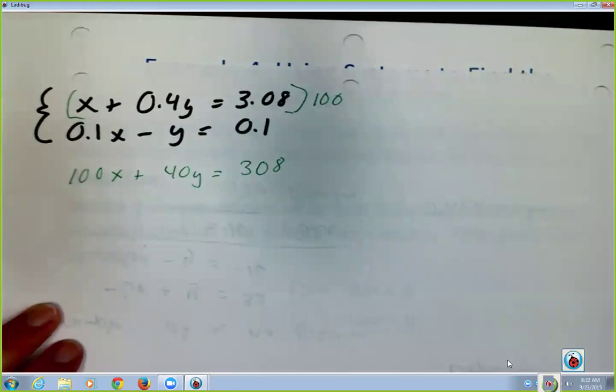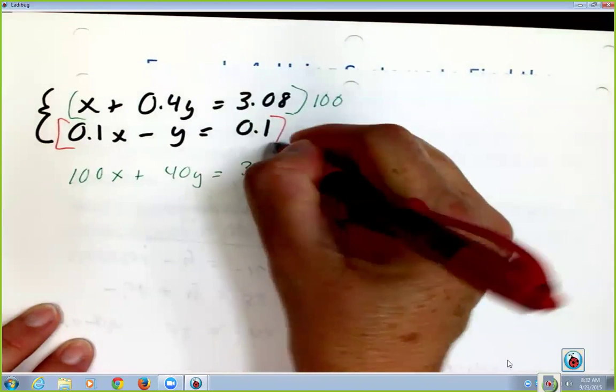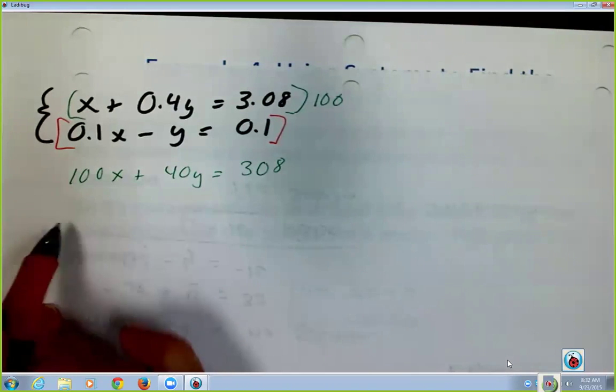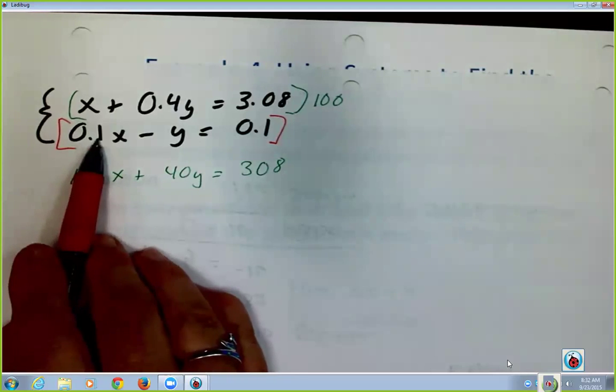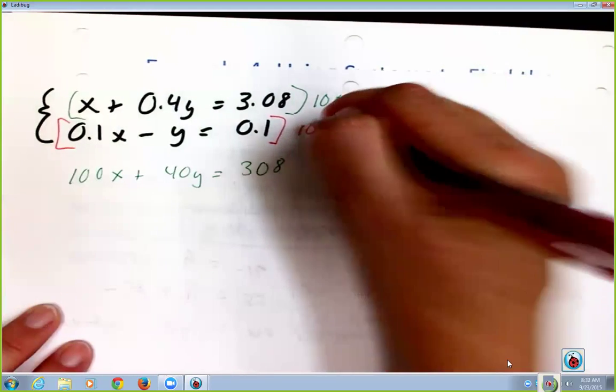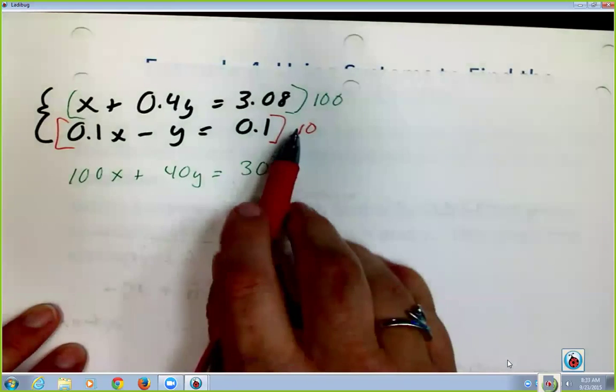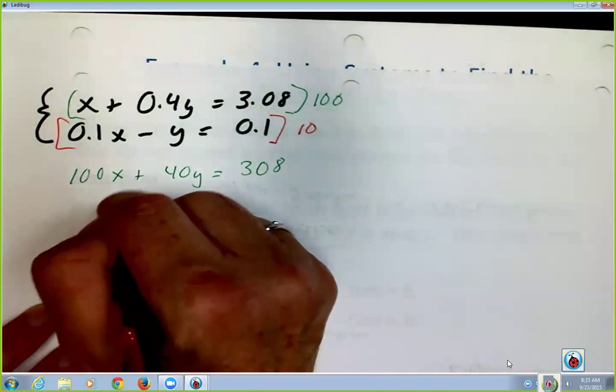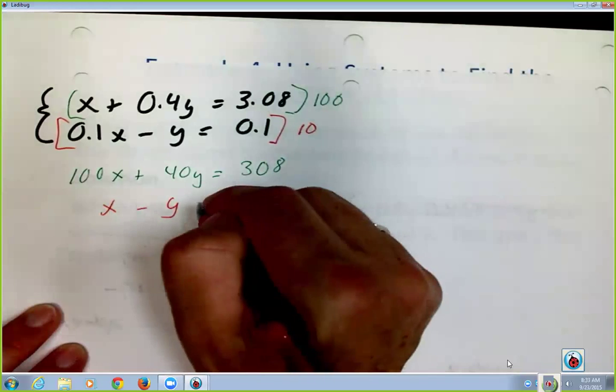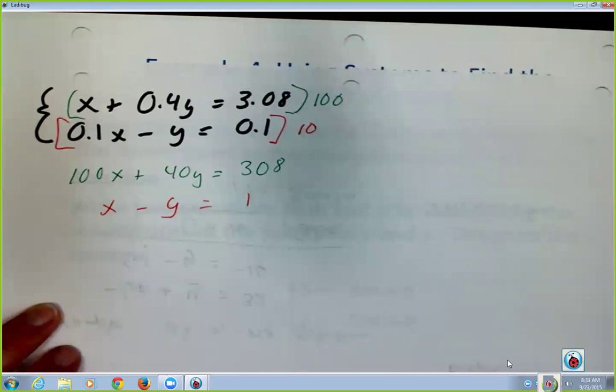Do you need to do this? Not necessarily. You don't have to go through and change those. You can work with them as decimals if you want. Then the bottom one, because everybody's to the what spot? What's my farthest out decimal? Tenths. So 10. And so 10 times each one of these will leave me with x minus y equals 1. And so then you would solve it from there. It just really helps to make your math a little easier.